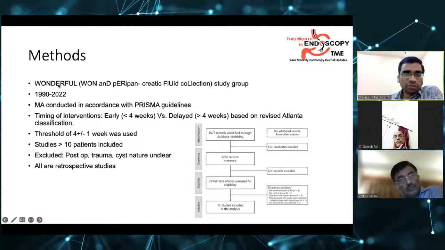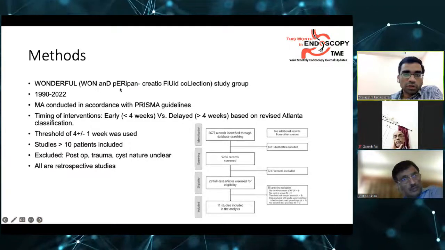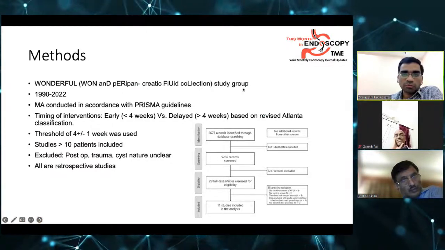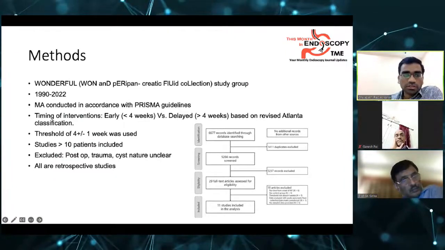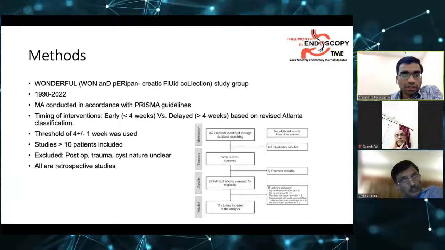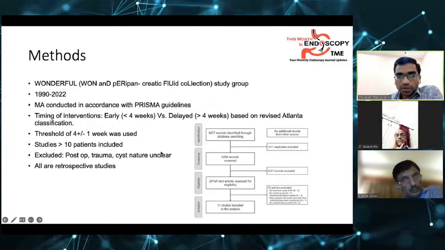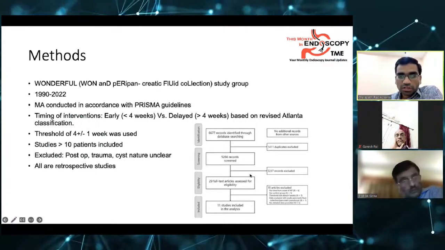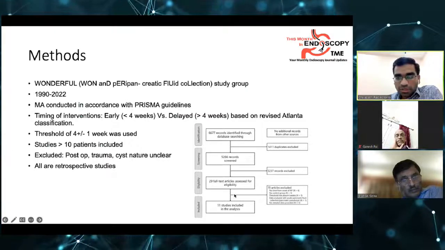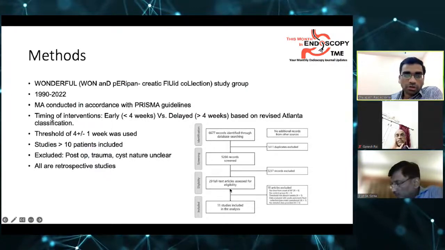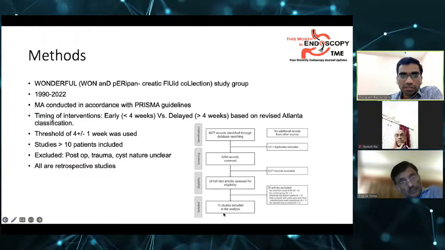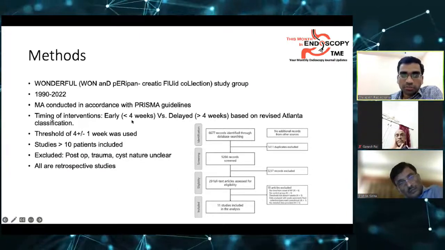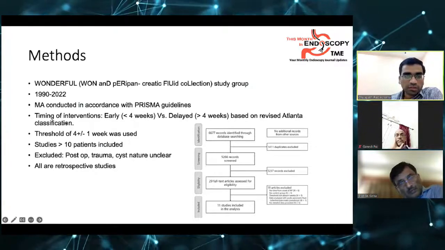So it is done by the wonderful study group, that is the Peripancreatic Fluid Collection Study Group from Japan. They searched around 6,667 articles between 1990 and 2022. After excluding the duplicates, other abstracts, and those that did not fit the category, 11 studies were included in the analysis. This meta-analysis was conducted in accordance with the PRISMA guidelines.